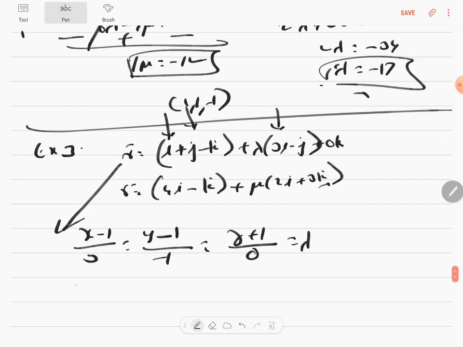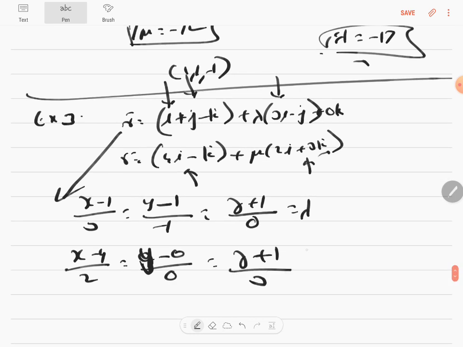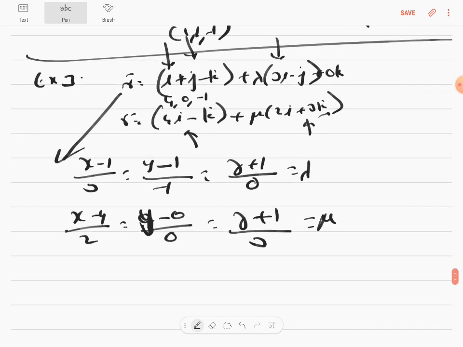The next equation is x minus 4 by 2 is equal to, j is not there, so y minus 0 by 0, is equal to z plus 1 by 3 is equal to mu, because the point here is 4 comma 0 comma minus 1. The direction is 2 comma 0 comma 3. So write like this so that you can see if it's going to intersect or not.